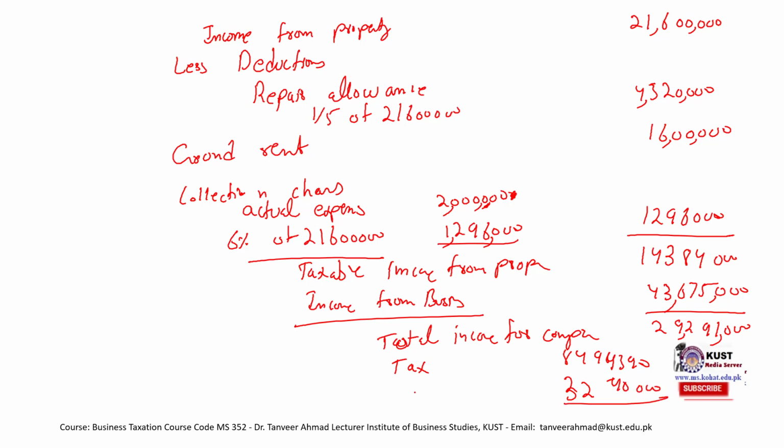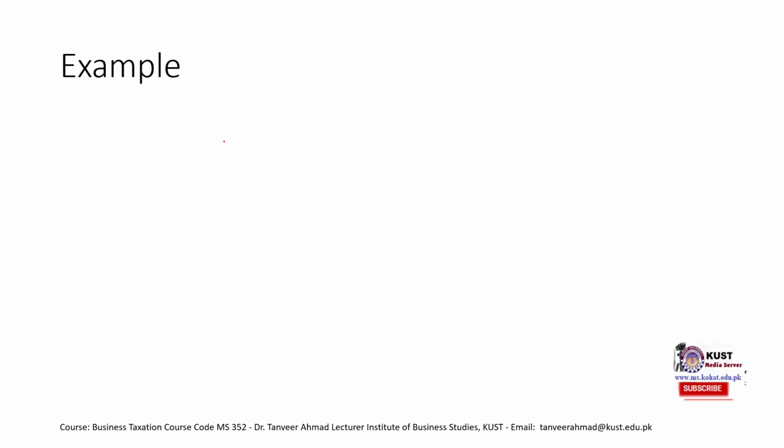32,40,000. This is already paid. This is advance tax. So the amount that we need to pay as tax for this specific year is this amount, 52 lakh 54,390. Okay, let's have one more example.